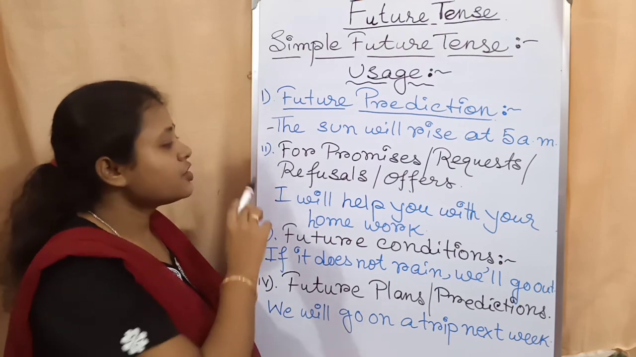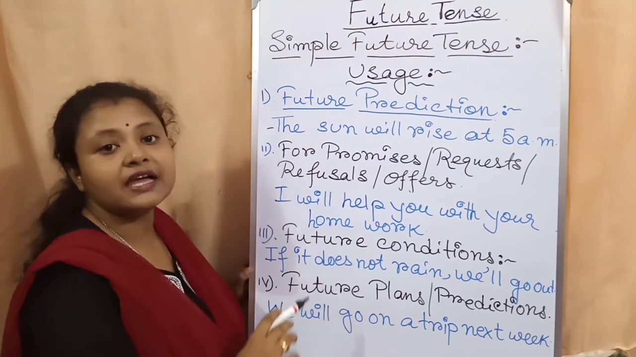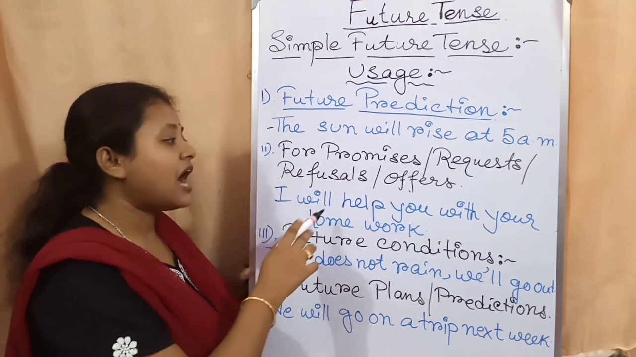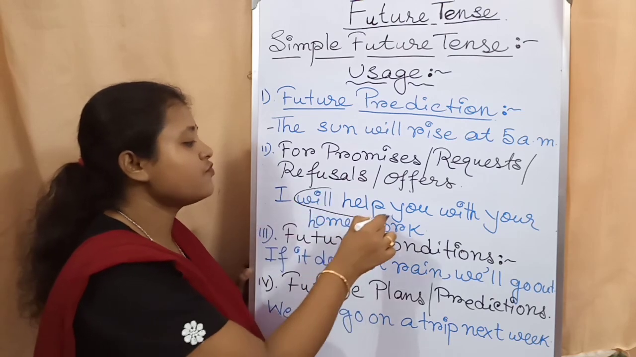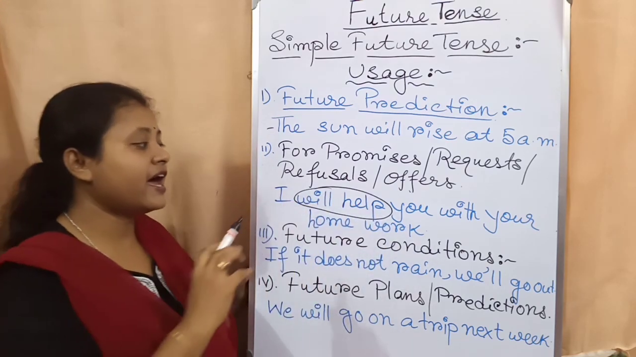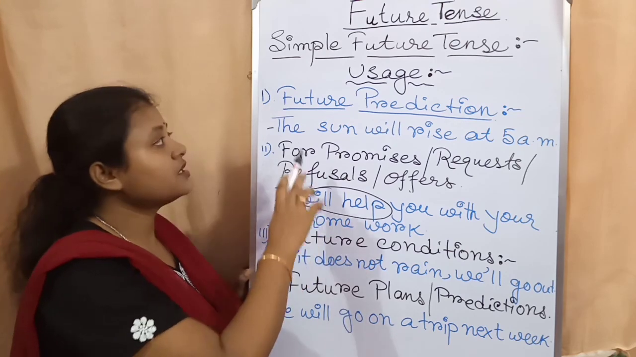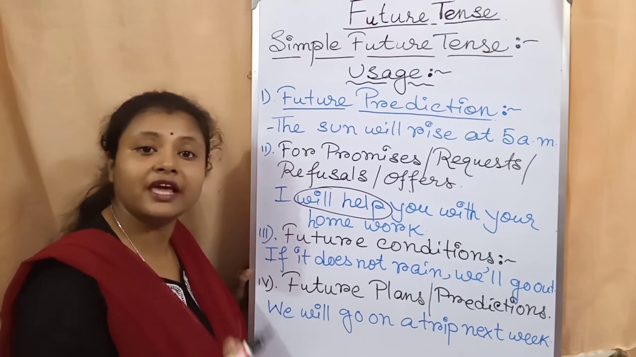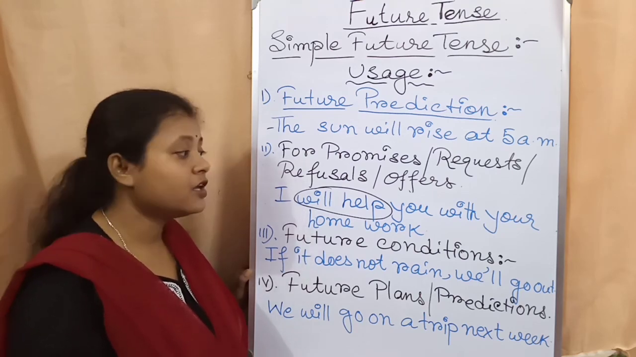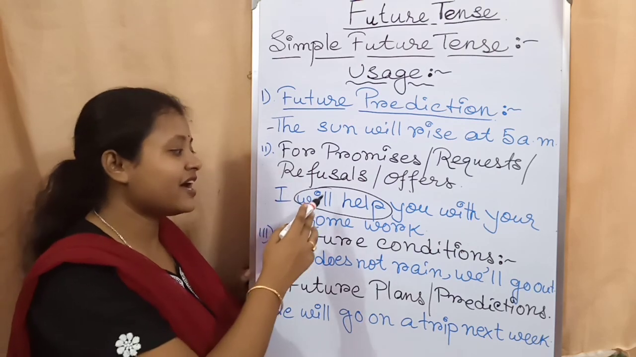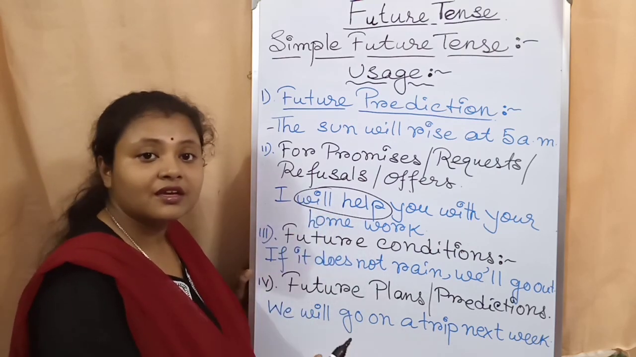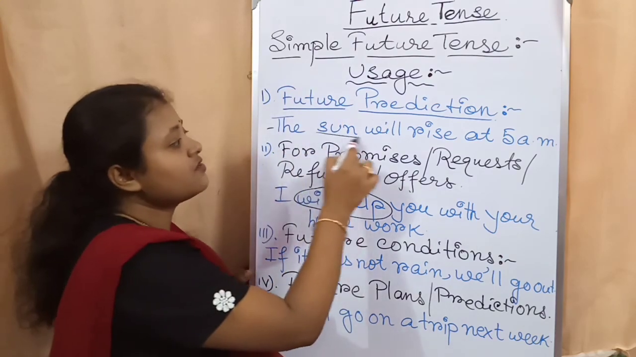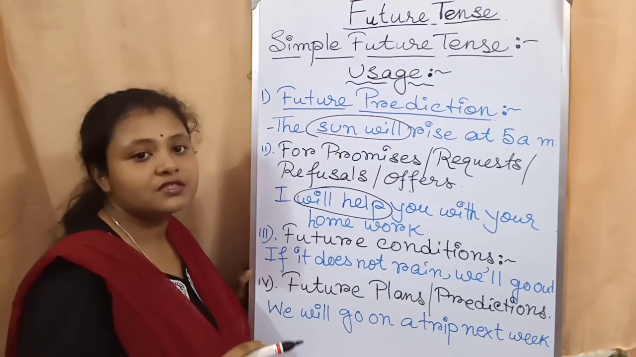For promises, requests, refusals and offers, we can use simple future tense. Example, I will help you. So here I will help. So here I have used the simple future tense. Why? Because I am promising someone that I will help you. I definitely will help you, if you need my help. So that is why I have used it here for promising. I have used simple future tense. Understood? So the sun will rise is also an example of simple future tense.